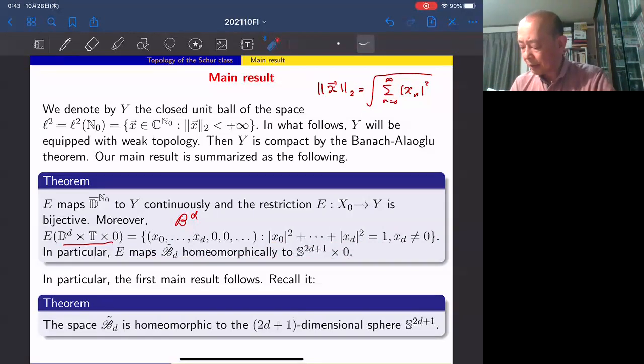Okay, and by using this fact, finally we get this conclusion. This is our main theorem. And by using this, we may prove the theorem here, which was stated in the first section.